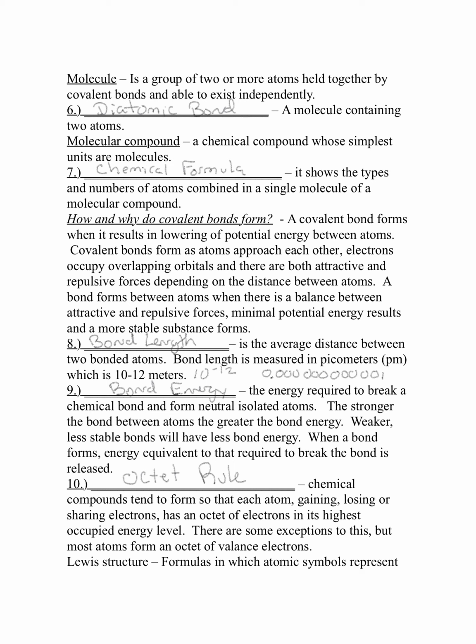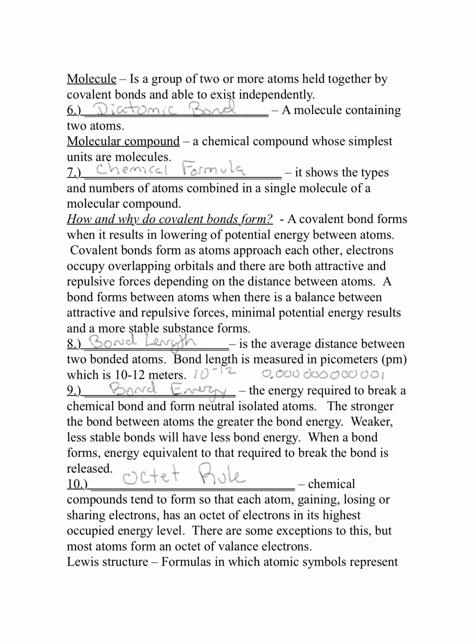Now, if you look at some terms, a molecule is a group of two or more atoms held together by covalent bonds and is able to exist independently. A diatomic molecule is a molecule containing two atoms. And a molecular compound is a chemical compound whose simplest units are molecules.